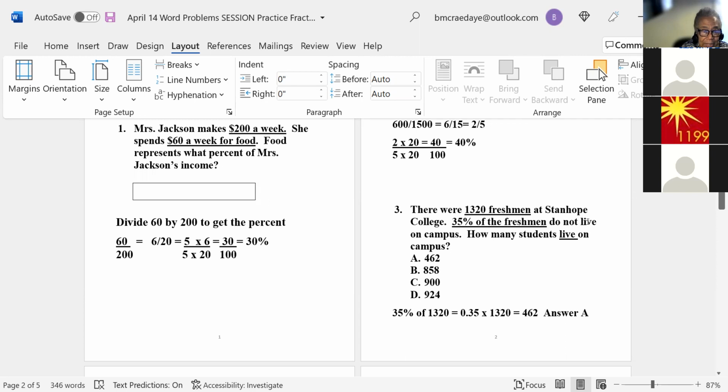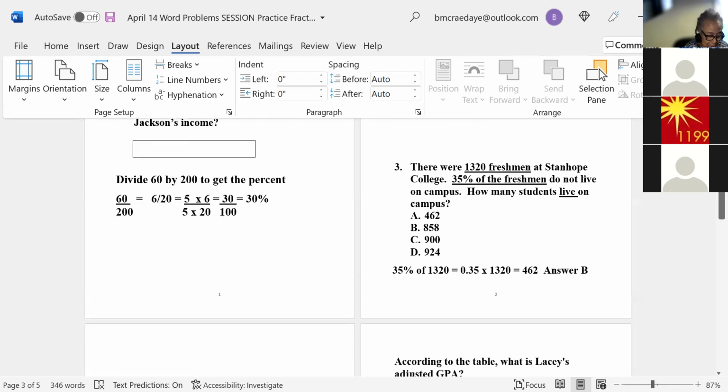I know that this is 462. So the answer would be B. It would be what? The 1320 minus the 462. Maureen, you got it? Yeah. In other words, it would be 1320 minus the ones who do not live on campus, which would be the number who live on campus. So that would be 858.